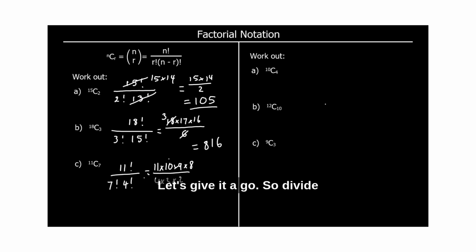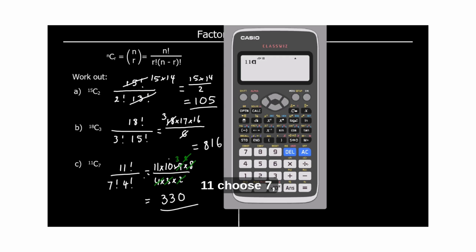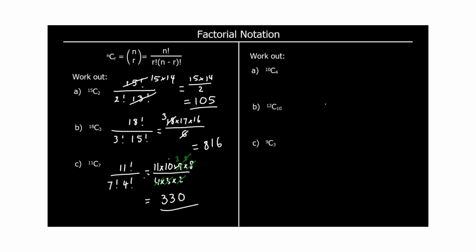So divide top and bottom by 3. Divide top and bottom by 4. And divide top and bottom by 2. So we've got 11 times 10 times 3 on top. 11 times 10 is 110 times 3, 330. And again, I'm going to check it on the calculator. 11 choose 7, 330. 3 for you to try. Give them a go.